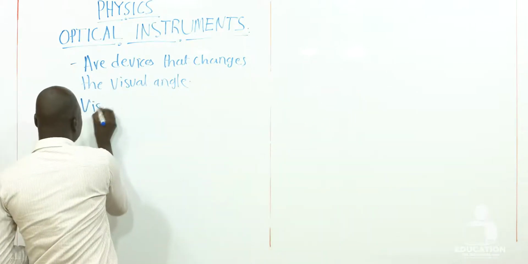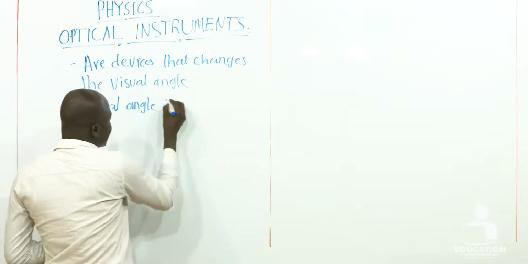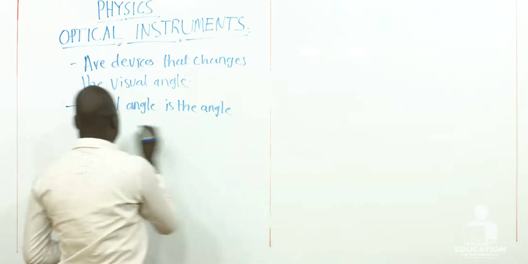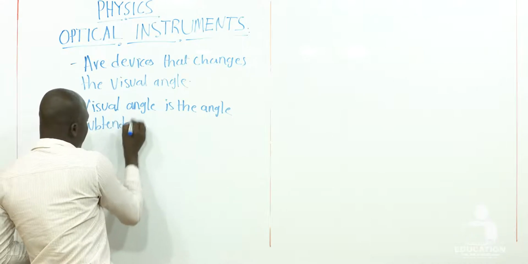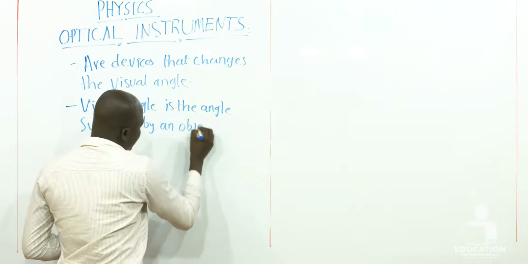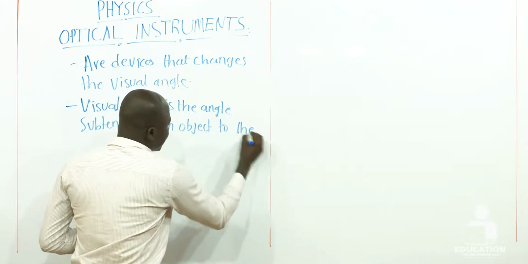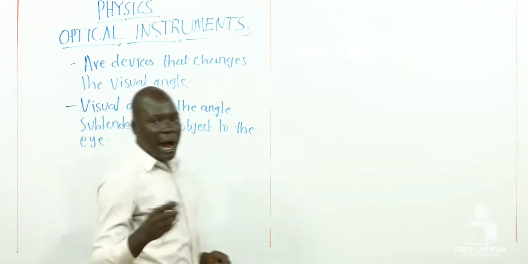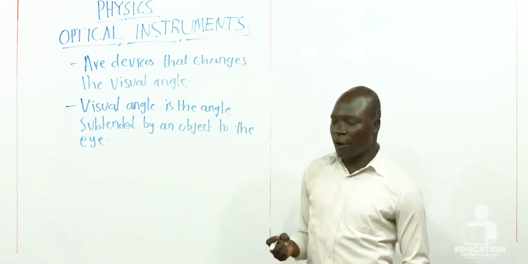Visual angle is the angle subtended by an object to the eye. We mean the angle at which we can view an object from.